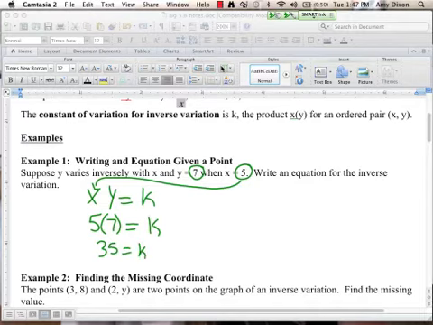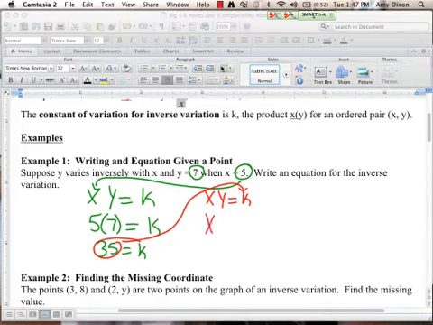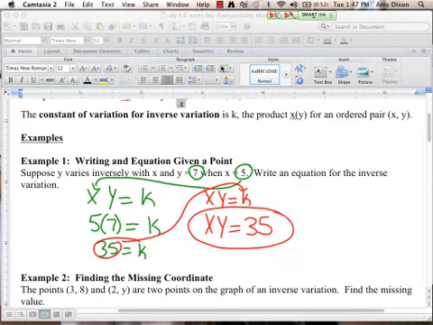And then the second part of this is I rewrite the equation xy equals k, but this time I actually fill in what k is. So I'm going to put that in for k. So we get xy equals 35, and this right here is our equation. So again, you write the equation twice. The first time you plug in x and y to get your k, then you rewrite the equation again and you plug in the 35 where k is. And that's how you write the equation of an inverse variation. You're basically using a different equation than you did yesterday with direct variation.